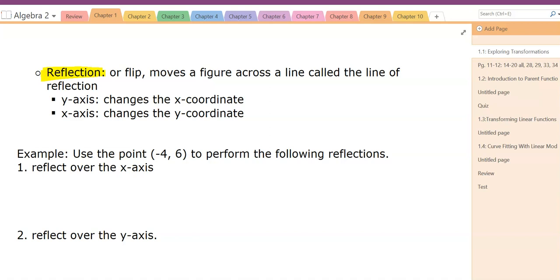over some line. Now the easy reflections are going over the y-axis and the x-axis. So the y-axis changes just the x-coordinate. The x-axis changes the y-coordinate. When I say change, I mean it changes the sign. So if it's positive, it becomes negative. If it's negative, it becomes positive. So if you need to write yourself a note, change the sign.